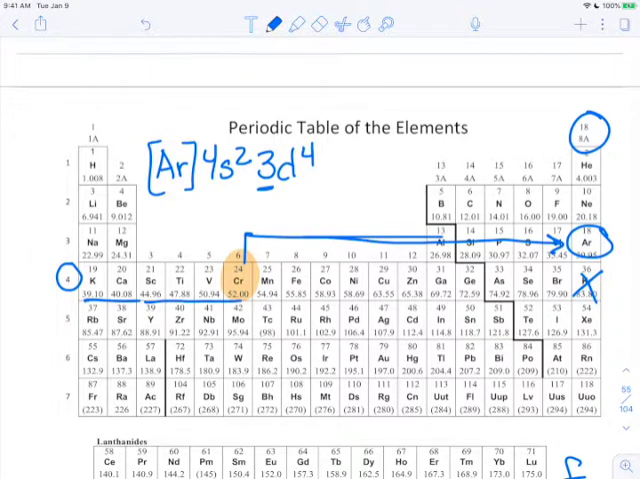For those of you who are seeing this for the first time, please watch those videos. This will go into a lot of detail on how to use that abbreviation method.